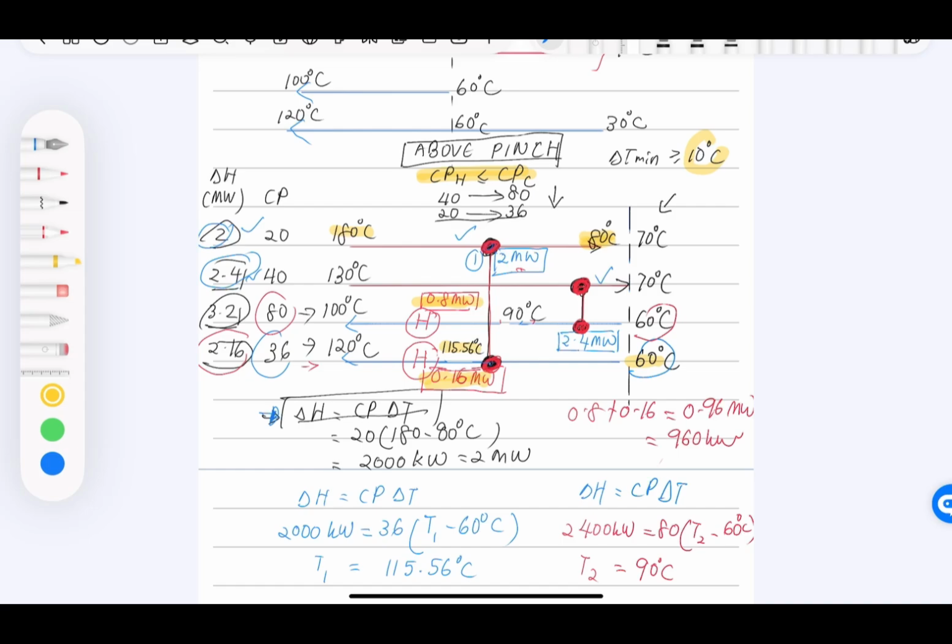And then how about heat exchanger number 2? Heat exchanger number 2, the difference in temperature between two streams is, this is 130. So 130 minus 90, which is greater than 10, and then 70 minus 60, also greater than 10. So it's correct. So this is the heat exchanger network for the region above pinch. Now we're going to proceed with the region below pinch.